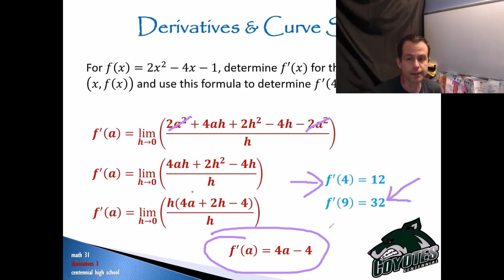And this is the general equation of the derivative for 2x squared minus 4x minus 1. Now, I didn't really need to switch that to a's. I could have just left that all as x's. But it doesn't matter. Okay.